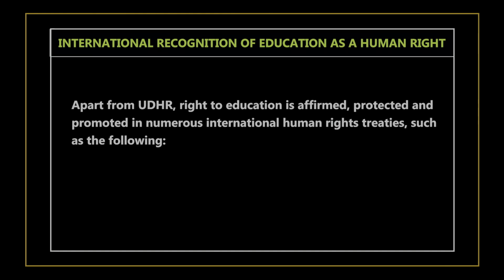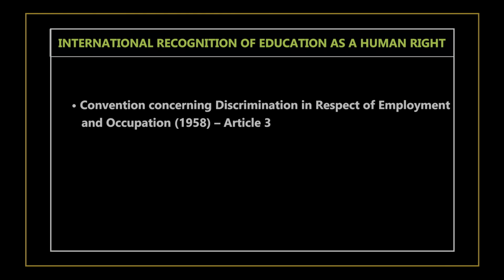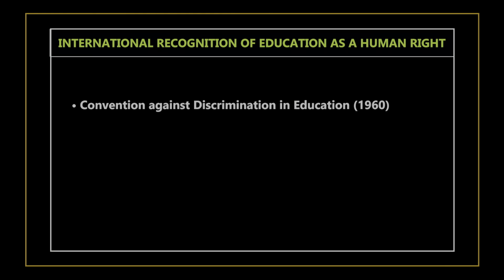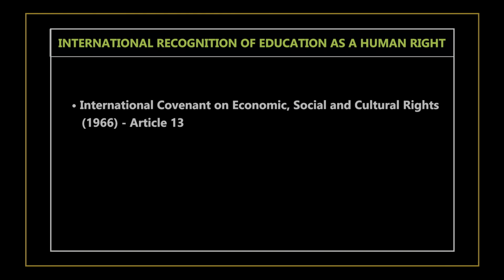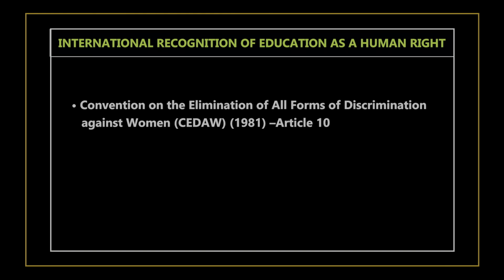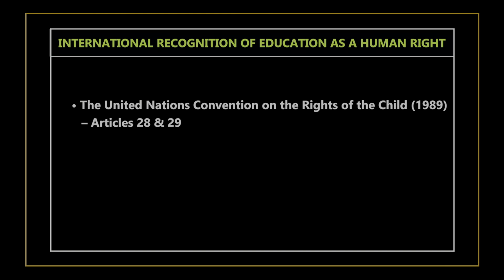Apart from UDHR, the right to education is affirmed, protected and promoted in numerous international human rights treaties such as the following: Convention concerning Discrimination in Respect of Employment and Occupation 1958, Article 3; Convention against Discrimination in Education 1960; International Covenant on Economic, Social and Cultural Rights 1966, Article 13; Convention on the Elimination of All Forms of Discrimination Against Women, CEDAW 1981, Article 10; the United Nations Convention on the Rights of the Child 1989, Article 28 and Article 29.